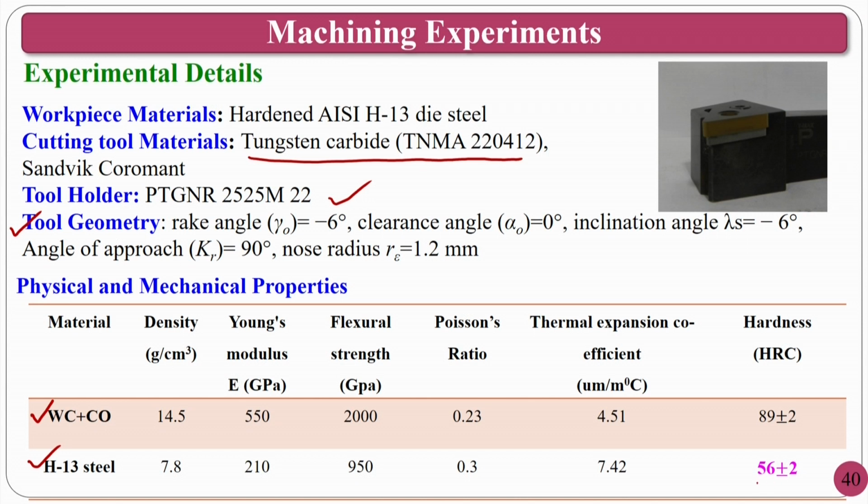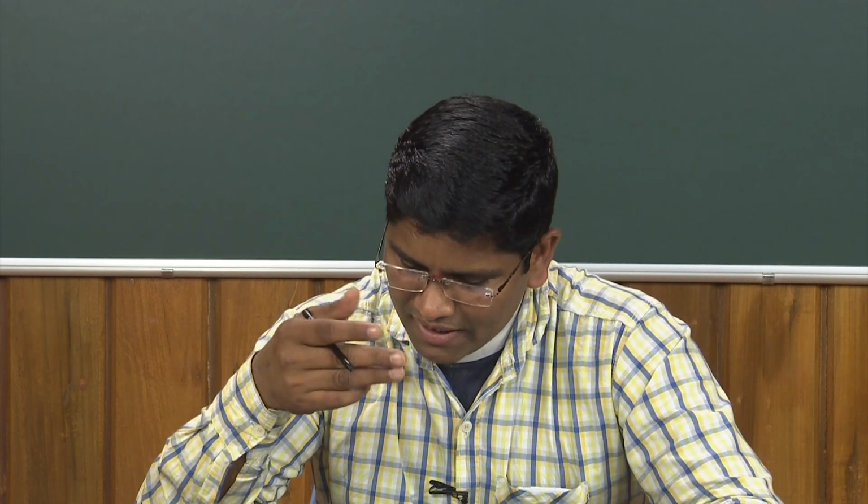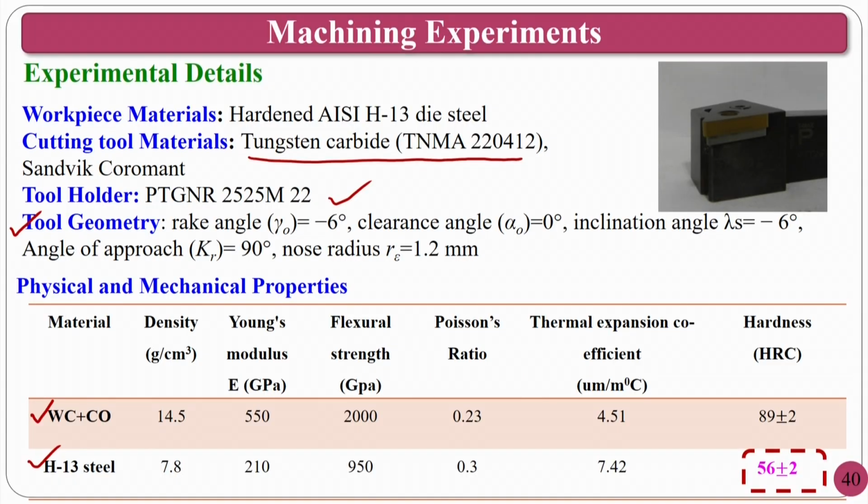If you see the hardness, it is 56 plus or minus 2 because it is hardened workpiece. We have taken from the supplier, then we have done the hardening, and then we have done the machining operations for here. If you see the density, Young's modulus, flexural strength, the thermal coefficient of expansion, and all those things are given in the table for your kind reference.